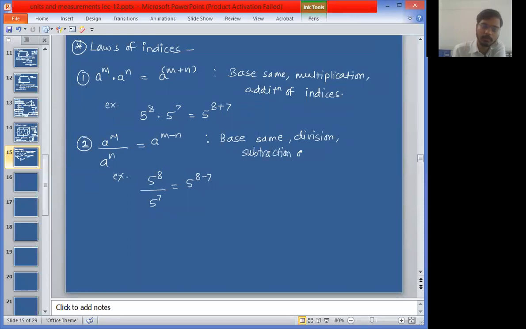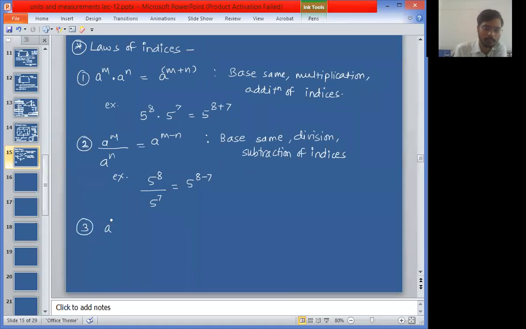Index means ghatank. Index is singular and indices is the plural. Singular means ekvachan, plural means anekvachan, in Marathi. Fine. Base same, division, subtraction of indices.